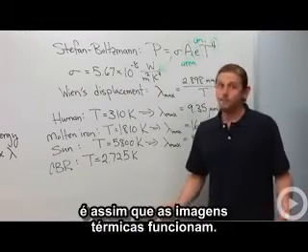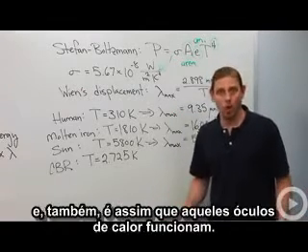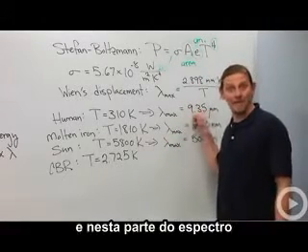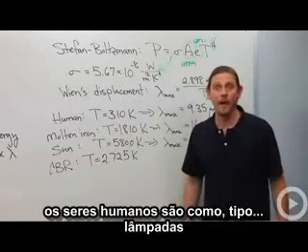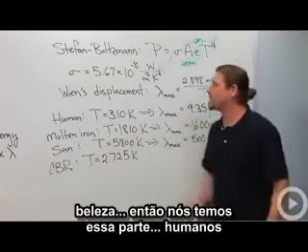All right? But that's how thermal imaging works. And that's how those heat goggles work. You look at something and you're looking at this part of the spectrum. And at this part of the spectrum, all human beings are like light bulbs. They're just radiating. All right, so we've got that for human.